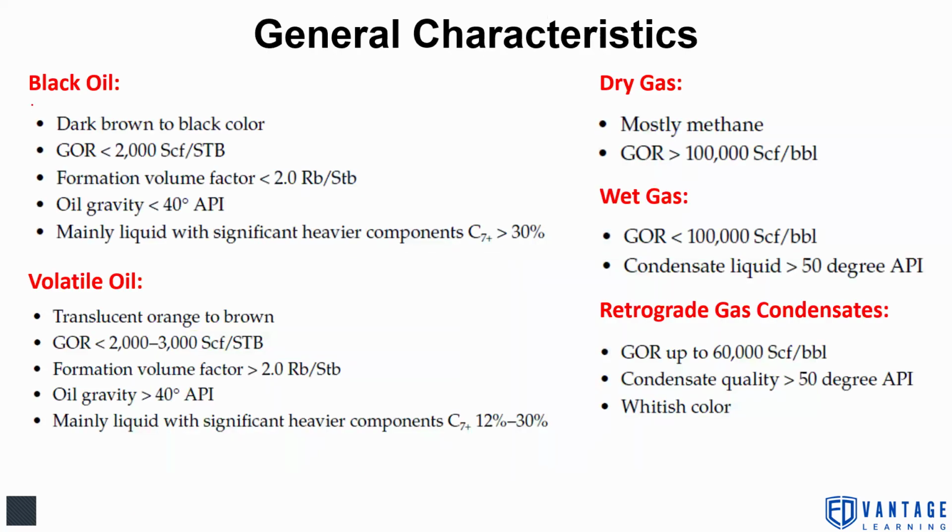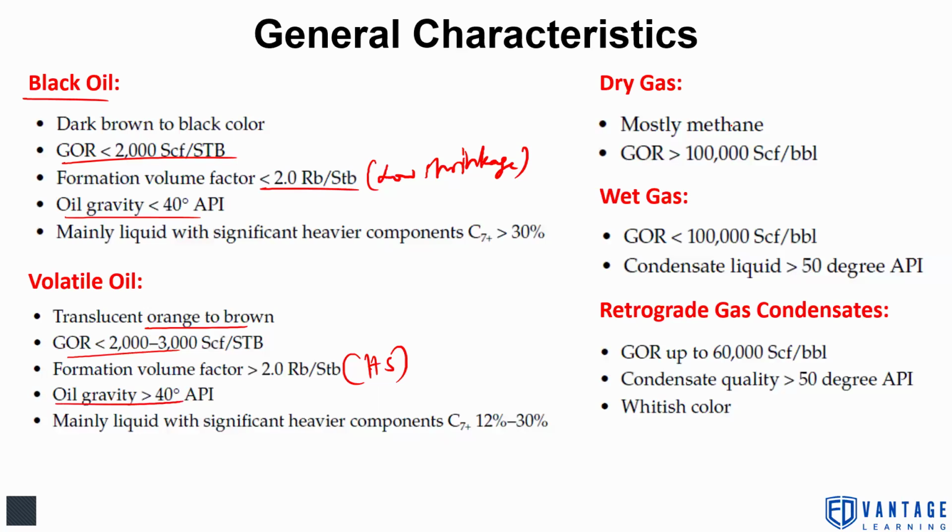General characteristics: black oil has GOR less than 2000 SCF per STB, oil gravity less than 40, and FVF less than 2. So black oil is generally low shrinkage oil, but volatile oil is high shrinkage, right? And GOR, it is in between this range, 2000 to 3000 SCF per STB. It is orange to brown color. Oil gravity is more than 40.